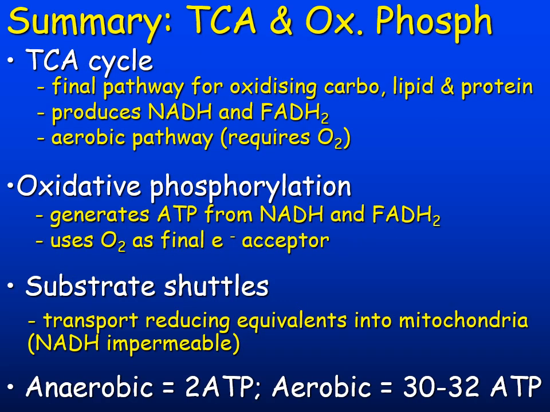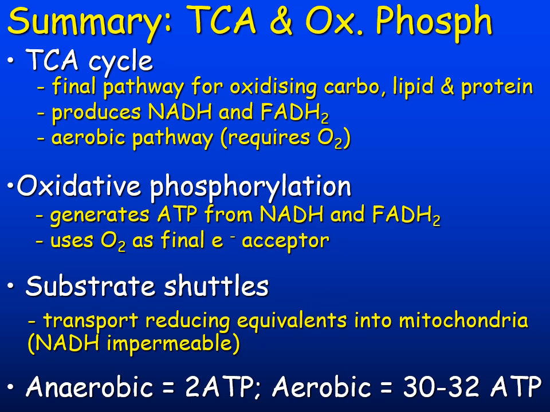So in summary, we've looked at the TCA cycle, which is the final pathway for oxidising carbohydrates, lipids and proteins, and it produces NADH and FADH2. We've also looked at oxidative phosphorylation, which generates ATP from NADH and FADH2, and this pathway uses oxygen as a final electron acceptor. And that's why this combination of the TCA cycle and oxidative phosphorylation are considered to be an aerobic pathway. And we've looked at how substrate shuttles can transport the NADH produced from glycolysis into the mitochondrion so that we can generate ATP from it as well.